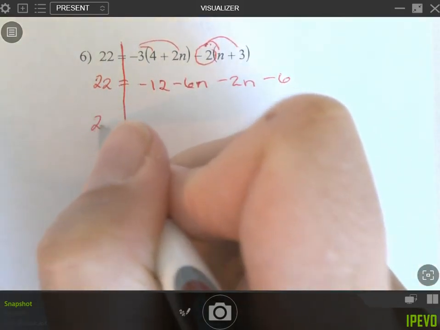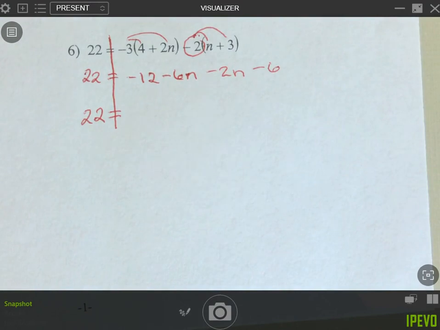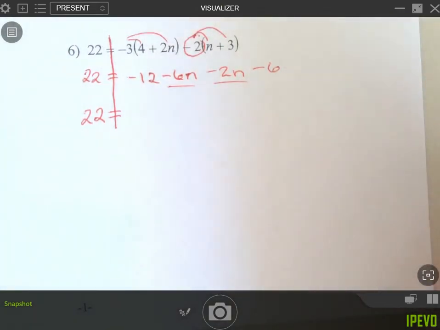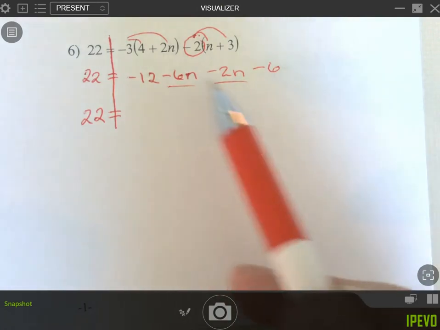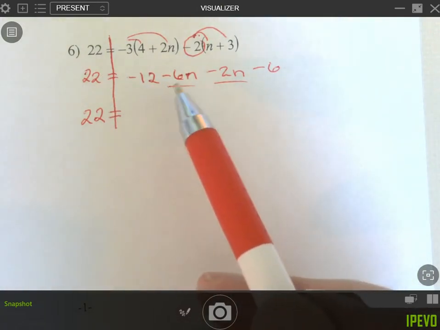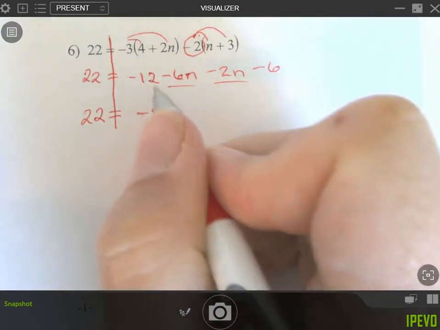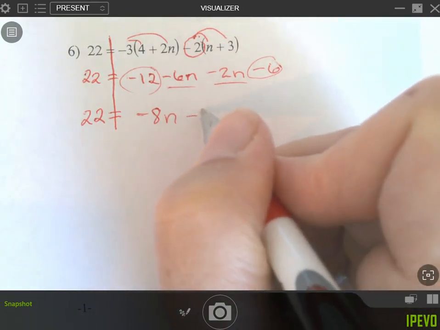Now, before I start solving, it's much easier to clean it up rather than moving a whole bunch of stuff. All right, so I'm going to add like terms, negative 6 and negative 2n. This is where people start making mistakes, is they're like, well, add 6n. If I don't cross the line, I don't change the sign. So you lose 6, you lose another 2. It should be negative 8n. And then when I add my constants, negative 12 and negative 6 is negative 18.